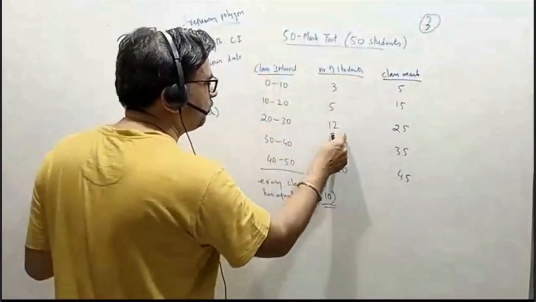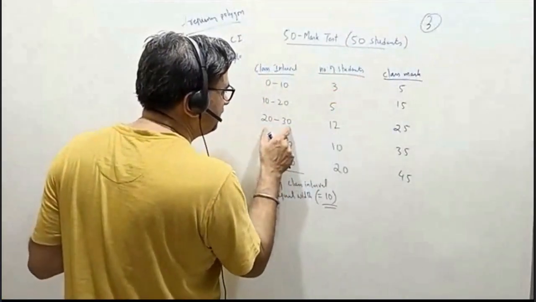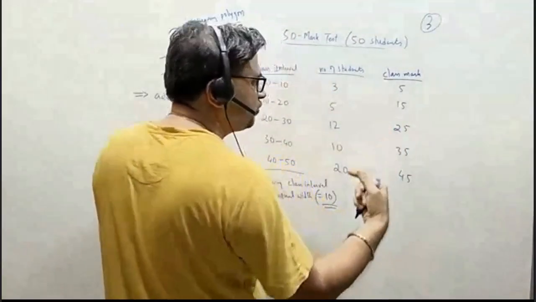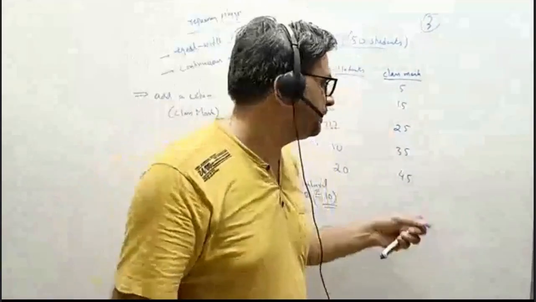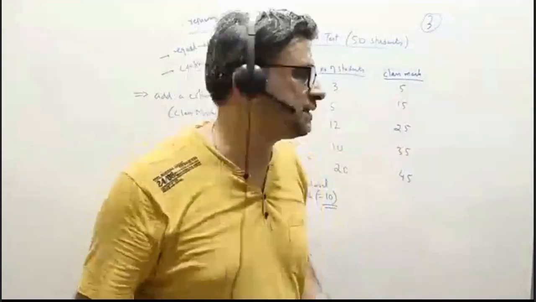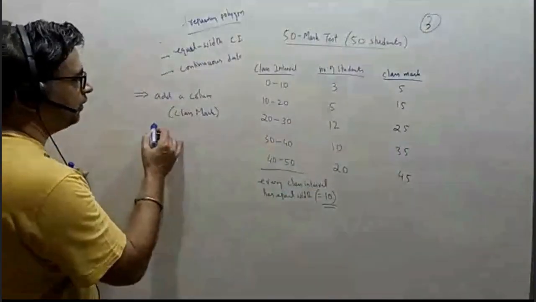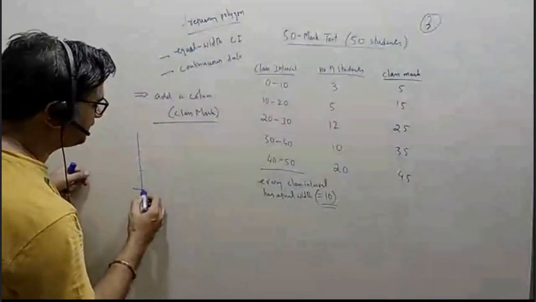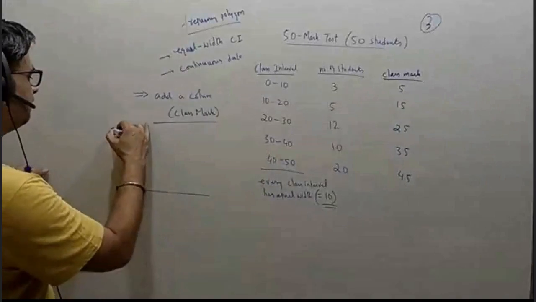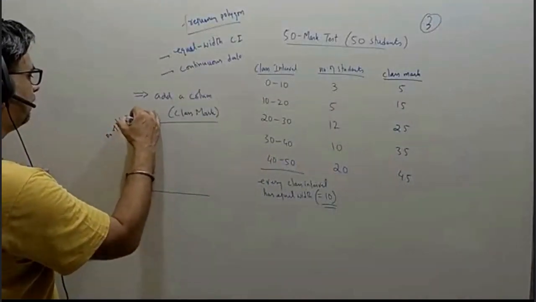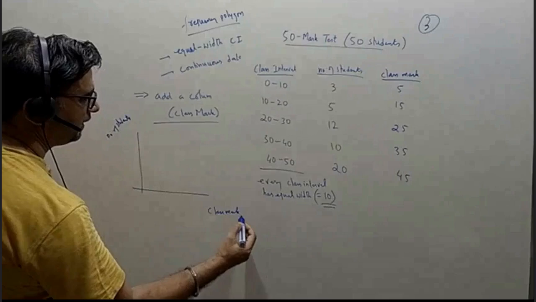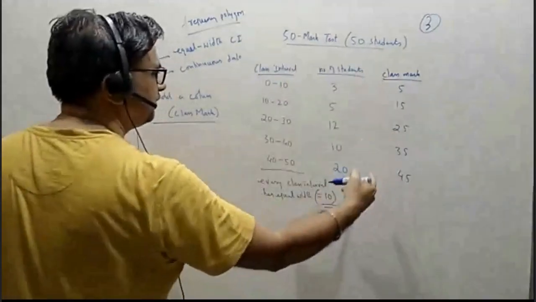So let's consider this. There are 12 students who are in the 20 to 30 range. So by writing this 25, we are presuming that every student is scoring 25 in this class interval. Makes sense? So now we are good to, I'm not going to write scale and all, okay? Just let me know if you have any confusion. So again, in this case, we have the number of students here. And we have the class mark in this case, mind you.